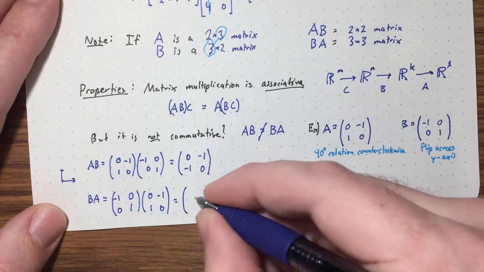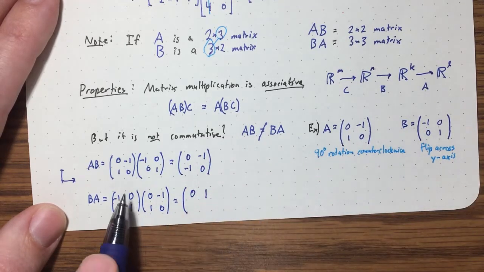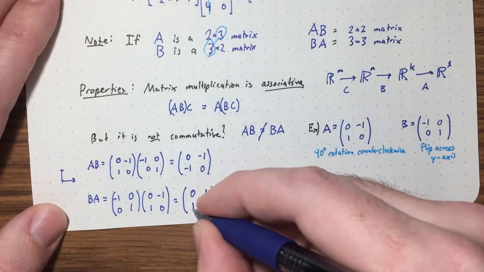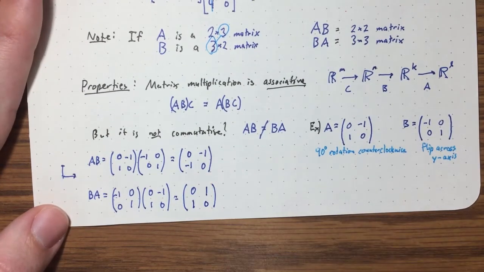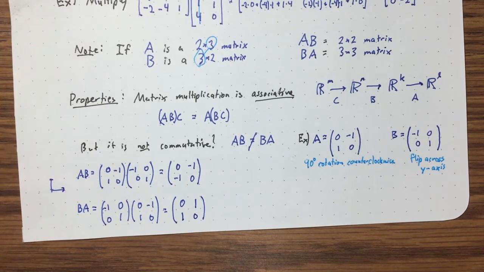And here we get, hopefully, something different. This is going to be a positive 1, right? Negative 1 times negative 1 plus 0 times 0. And this will be a positive 1, and this will be 0. So see, we get something different depending on what order we do these two transformations, which is really, really cool.